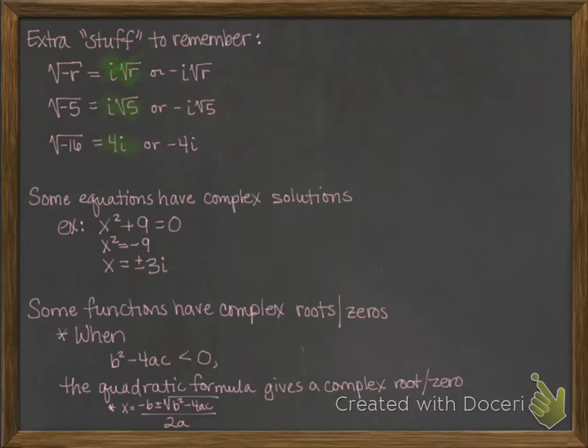And this comes in handy when you're solving equations. Some equations have complex solutions, like x squared plus 9. Subtract the 9 to the other side, and x is plus or minus 3i, or plus or minus the square root of negative 9. So we can assume from that some functions have complex roots or zeros, and usually those come when the quadratic formula, or when the discriminant, this little piece of the quadratic formula, is negative, less than 0. So those are just some things to remember as we work with these complex numbers.